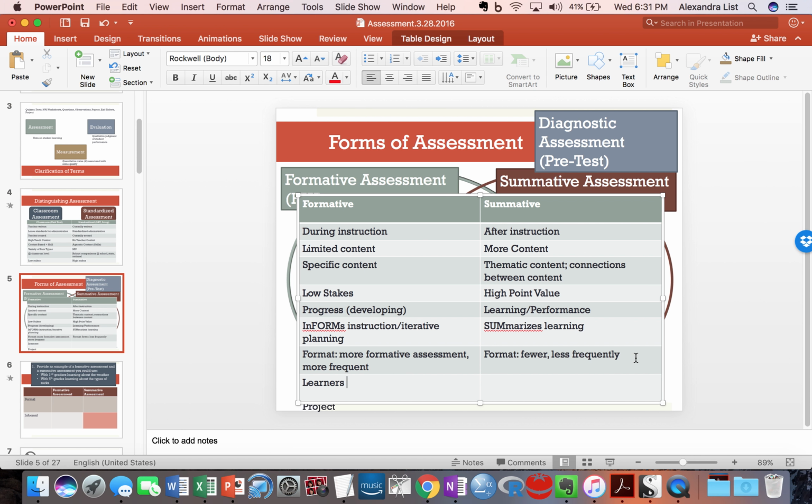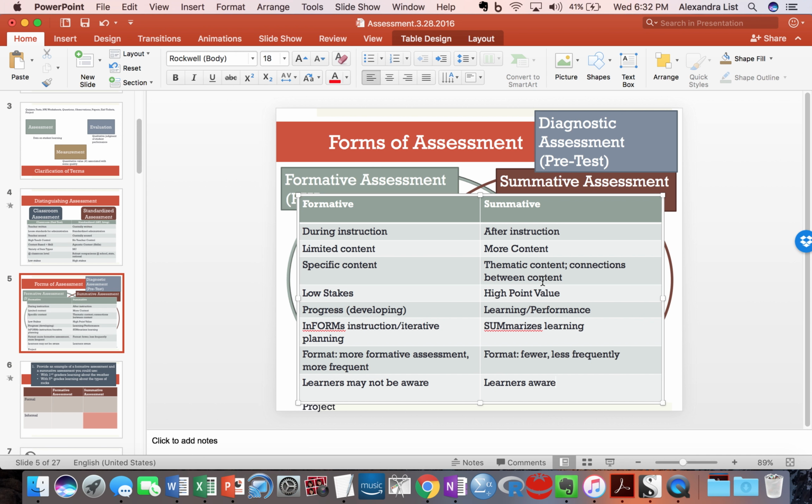So in the case of formative assessment, learners may not be aware that they're being assessed, whereas in summative assessment, learners typically are aware. What does that mean? So again, this goes hand in hand with whether something is low stakes or high stakes. When we're talking about high stakes assessment, when we're talking about summative assessment, because it's high stakes, which is another way of saying it has a high point value, learners are typically aware that they're being assessed.